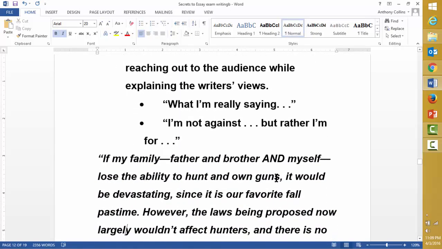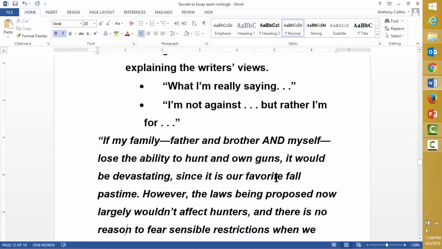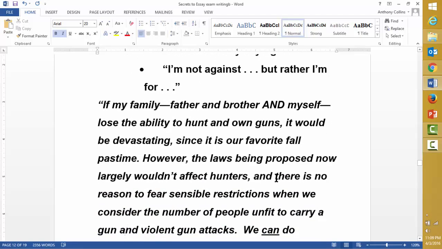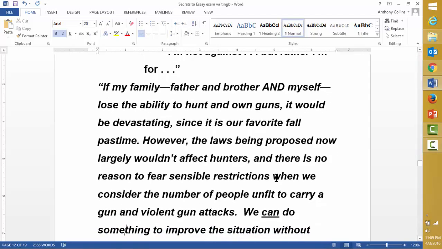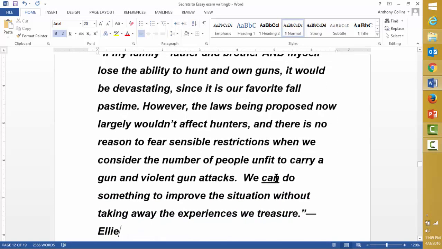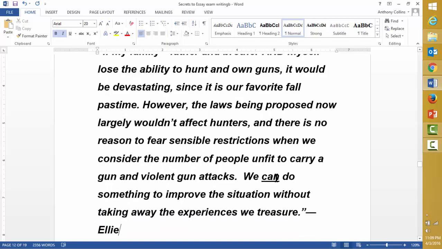"If my family, father, brother, and myself lose the ability to hunt with guns, it would be devastating since it is our favorite fall pastime." This is from that earlier student, obviously. "However, the laws being proposed now largely wouldn't affect hunters, and there's no reason to fear sensible restrictions when we consider the number of people unfit to carry a gun or violent attacks. We can do something to improve the situation without taking away the experiences we treasure." This came from a hunter student of mine, Ellie, who wrote a very effective, nuanced argument because she recognized there were some things that she could do and not just fall into the stereotypical arguments that surround this topic.